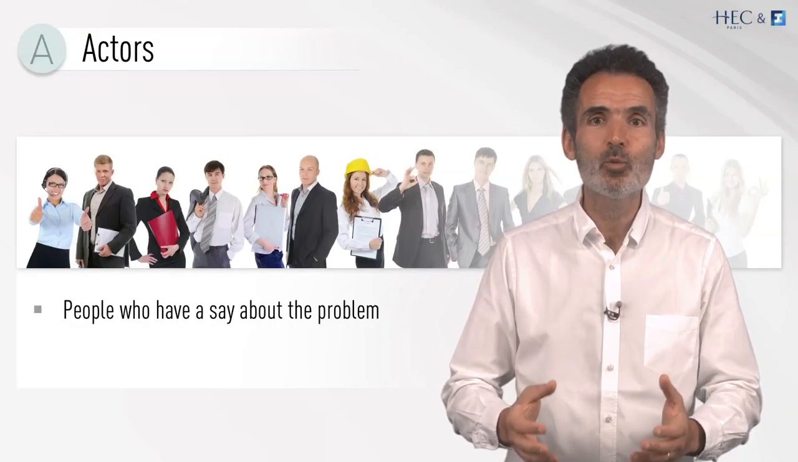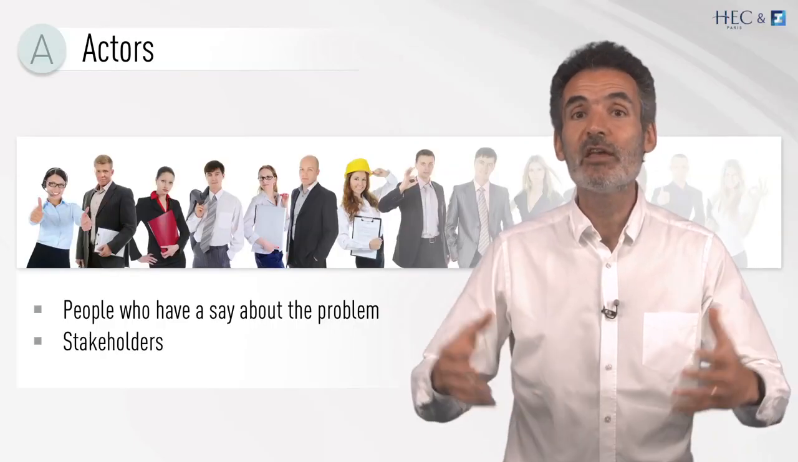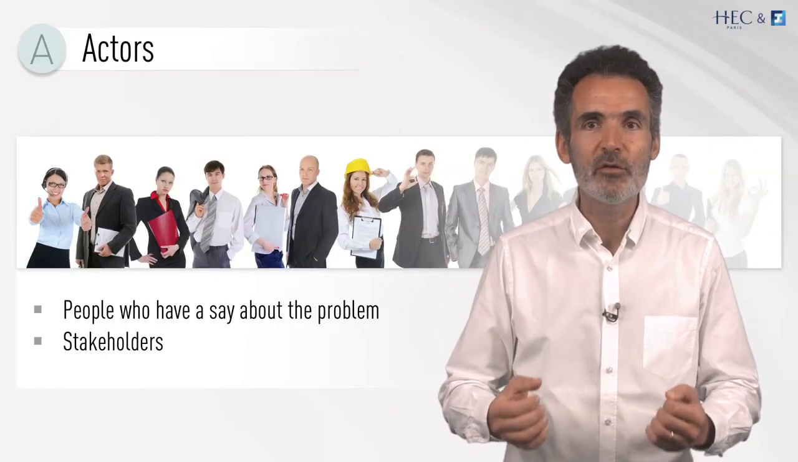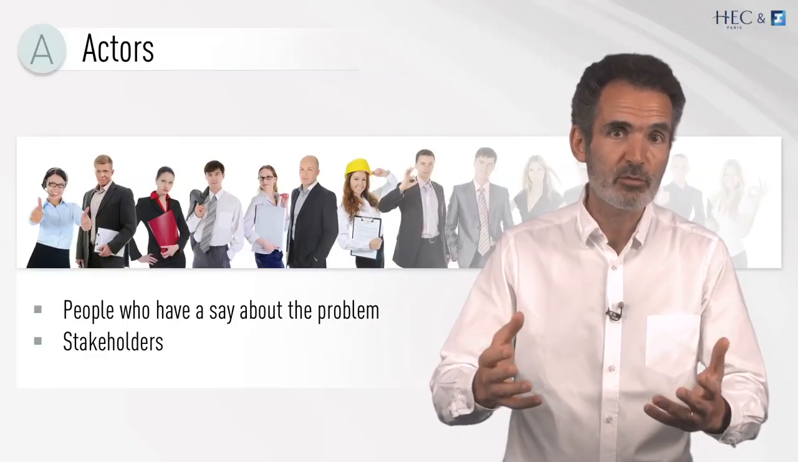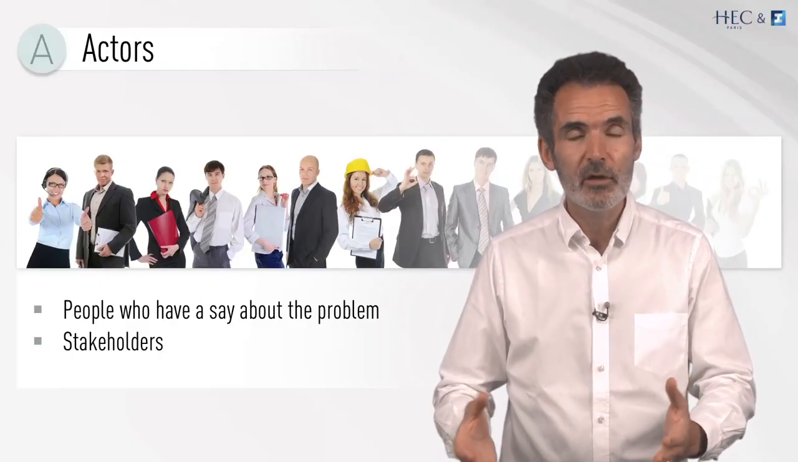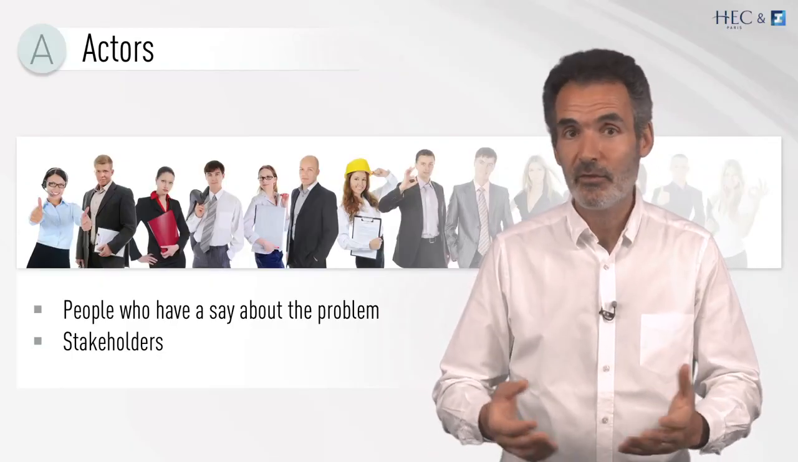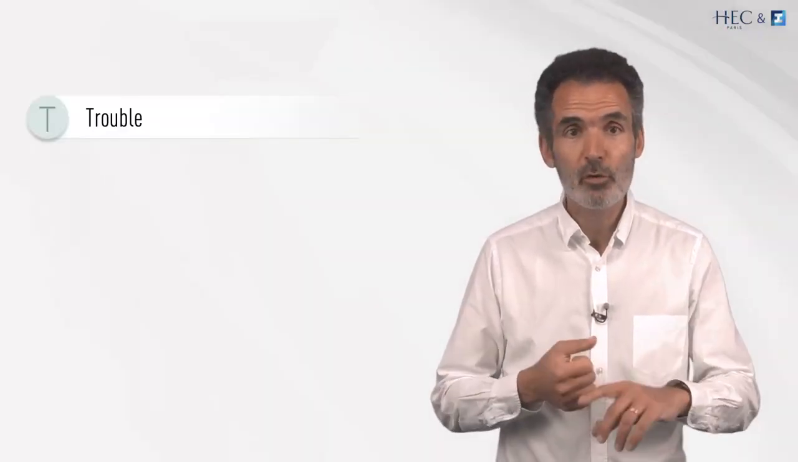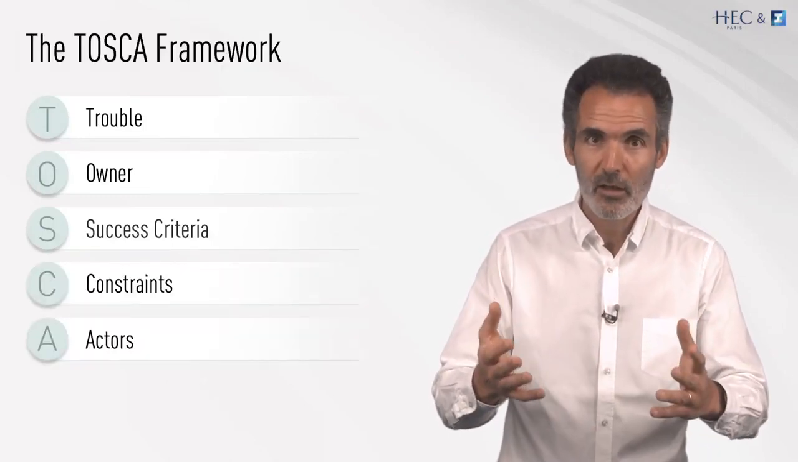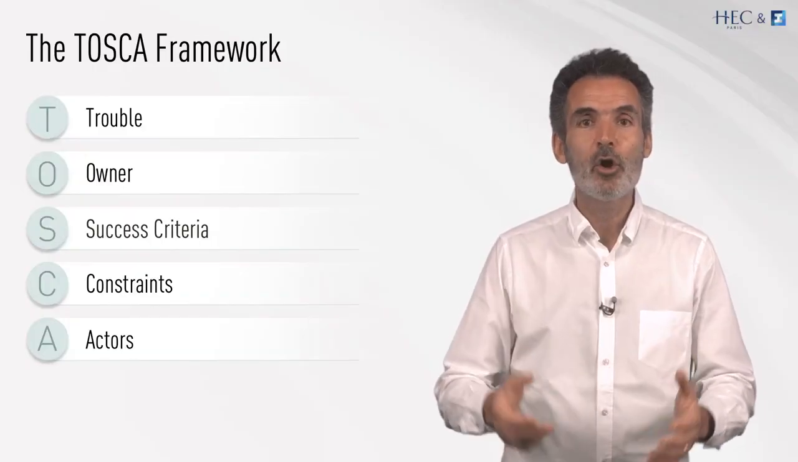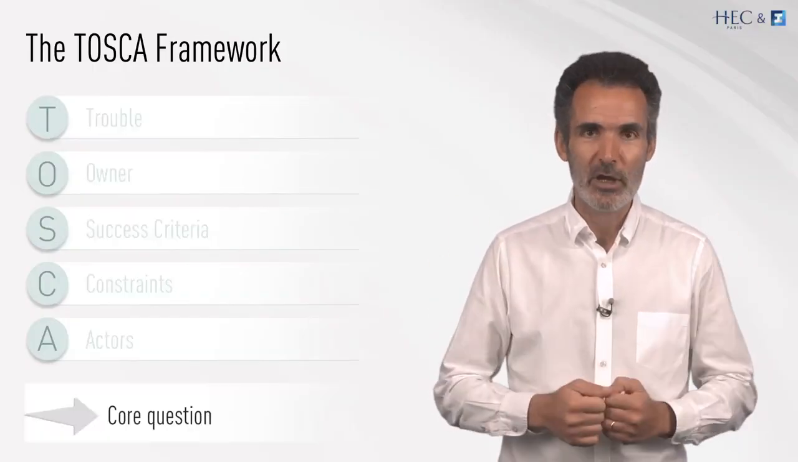A is for actors in the problem. Actors are the people who have a say in whether your solution will work, the stakeholders whose objectives might differ from those of the problem owner. For instance, if you are solving a strategy problem, the company's employees are generally important actors as they will have to implement the strategy. Once you have listed trouble, owner, success criteria, constraints, and actors, TOSCA, you can finally formulate the core question you will address.